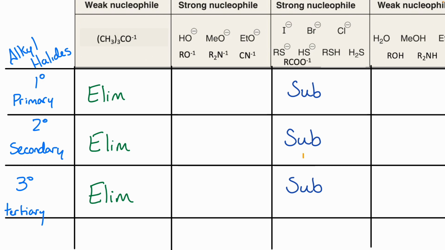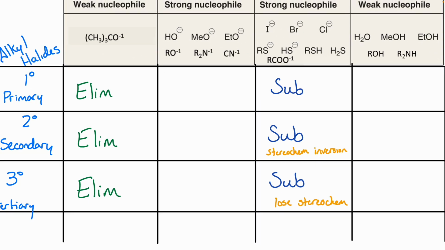We have that stereochem inversion to worry about. For primary, we said we didn't have to worry about it at all. For tertiary, we don't really have to worry about it other than the fact that we lose that stereochem, right? So any dashes and wedges about that electrophilic carbon just become those straight line bonds.